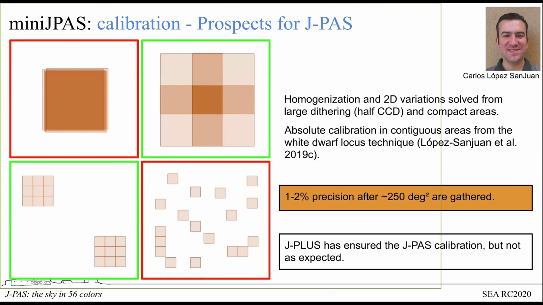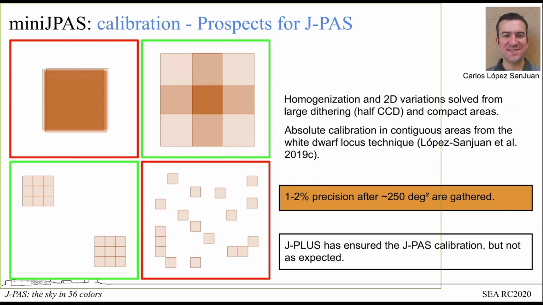So with J+ and everything, in the next slide we can see the prospects for JPAS. We learned that the initial idea was not good enough to cover the specification. So what we are going to do with JPCam is to observe with large dithering. JPAS has 4 exposures, so each exposure is going to be taken with a large dithering of half a CCD and in compact areas. With that, we ensure that we can homogenize our data in the narrow bands and in the broad bands without the need of external information. So we don't need other surveys to calibrate or homogenize.